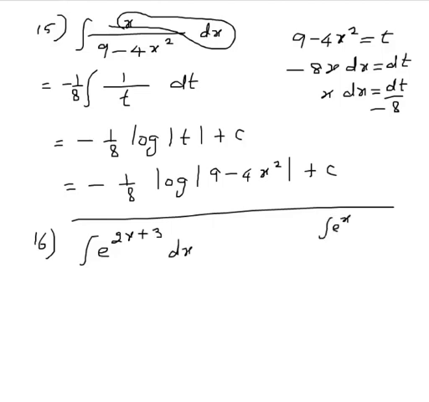Question 16, e raised to 2x plus 3 dx. We know that integral of e power x dx is e power x plus c. And in place of x, we have a linear function of x, 2x plus 3. So direct formula is applicable. The answer is e raised to 2x plus 3. But don't forget to divide by the coefficient of that x term, or the differential of 2x plus 3. So divided by 2 and plus c.